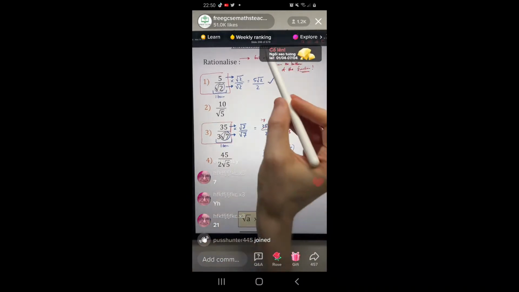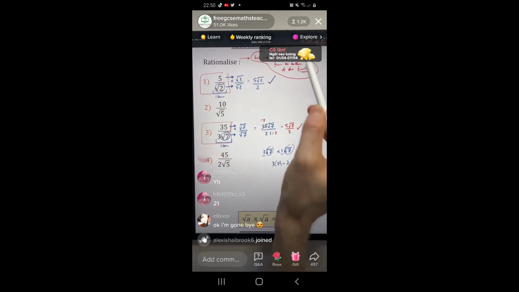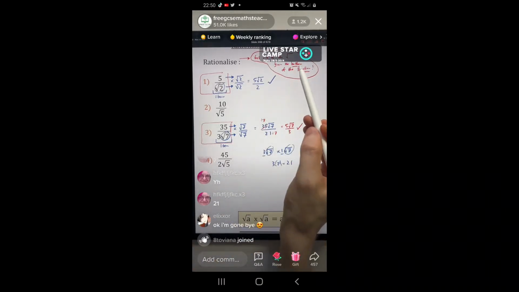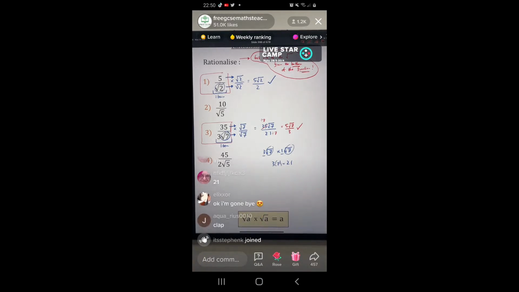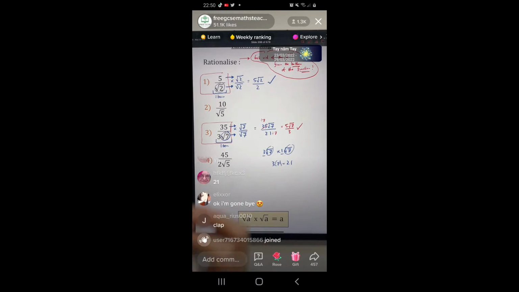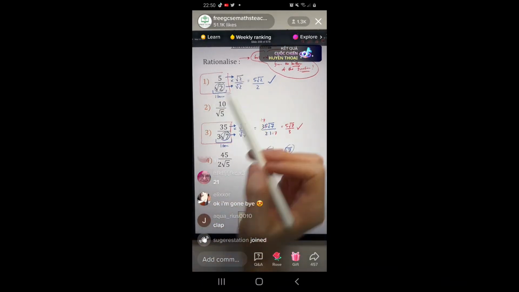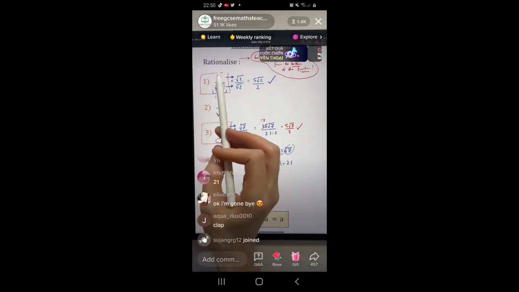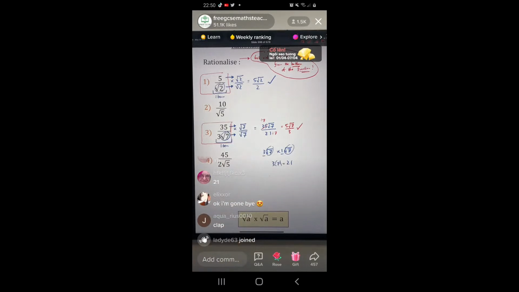So rationalize is just a command word. In mathematics, rationalize means to get rid of the root, the square root, from the bottom of the fraction. It's fine to be on the top. If you've got one term on the bottom, you just times the top and the bottom by the root, because timesing top and bottom by the root is the same as timesing by 1. Doesn't change your answer. Then times tops, times bottoms, and simplify where possible.